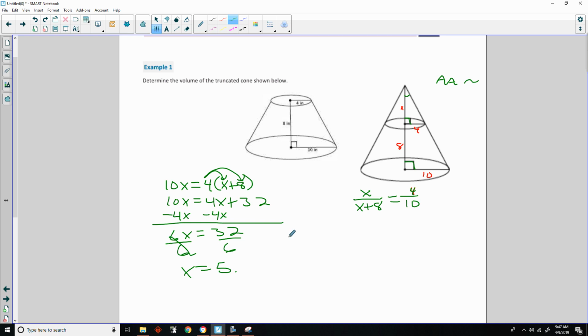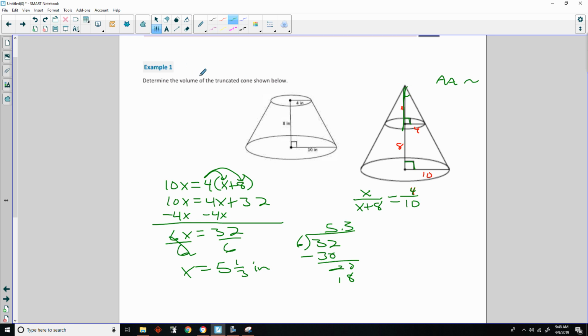6 goes into 32 5 times, the remainder of 2, and 6 times 3 is 18, and then it repeats, so it's 5 1/3. I won't use the repeating decimal. It's 5.33333, which is 5 1/3 inches. So that's this piece right here.